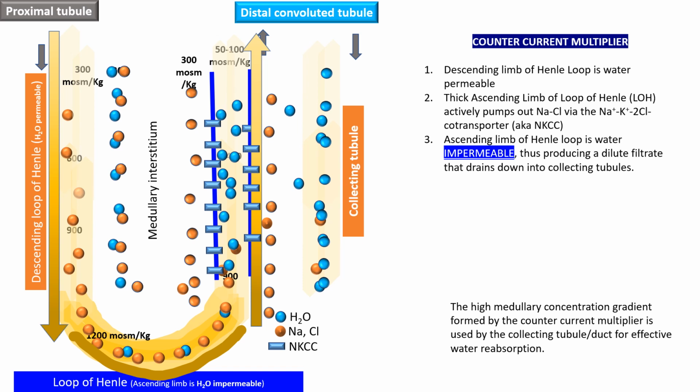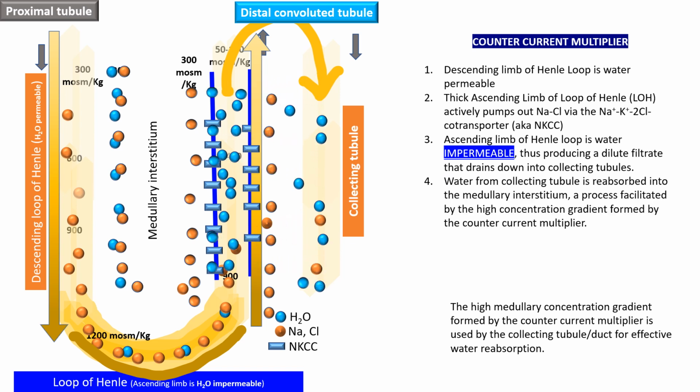The dilute filtrate then travels to the distal convoluted tubule, then down the collecting tubule. At the collecting tubule, water can seep across the lumen into the medullary interstitium. Water reabsorption here is facilitated by the high osmotic gradient that was built within the medulla.